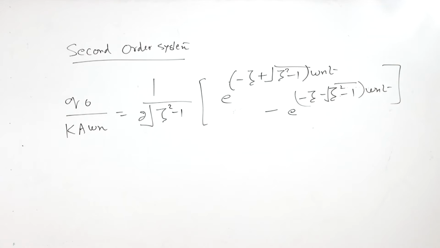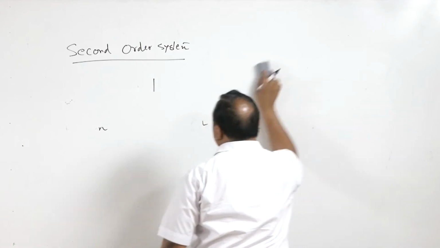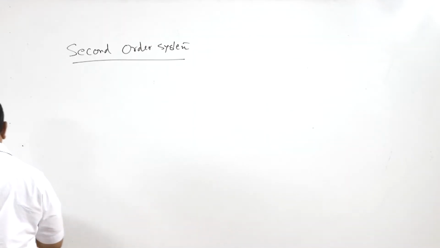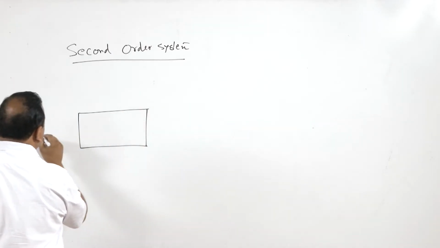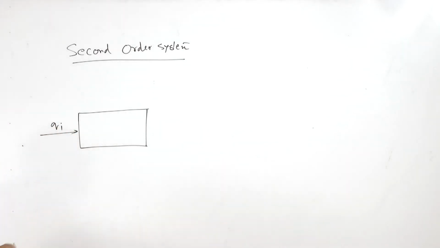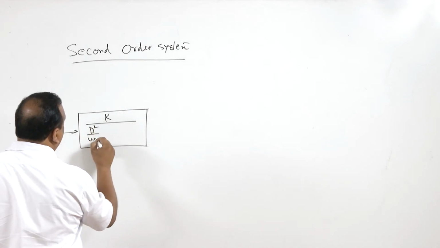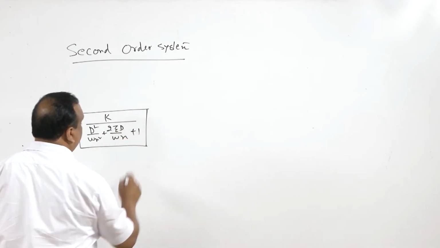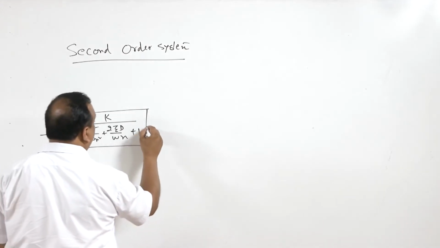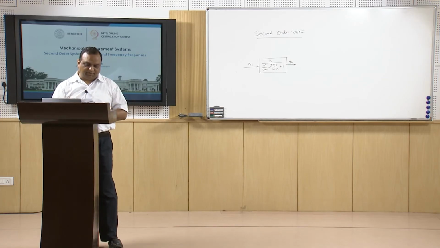Now in this type of system, if we look at the transfer function, the block representation of the second order system is this: this is qi, and this is your transfer function d square by omega n square plus 2 zeta d by omega n plus 1, and then we get qo. So this is how the input output relationship in such systems is depicted.